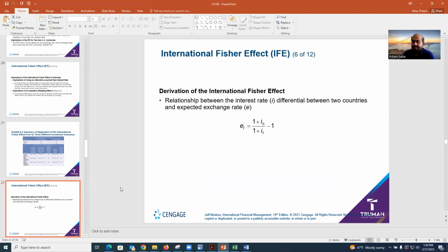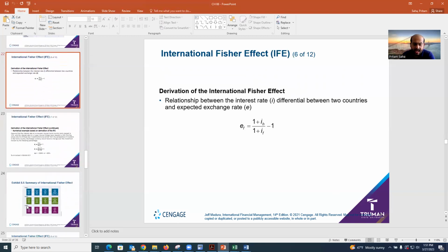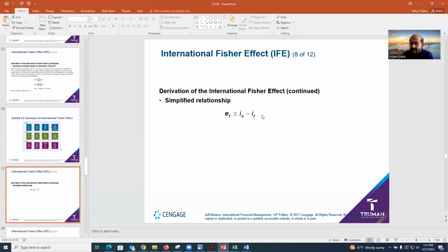Now, derivations. Similar equation, derivation. Exchange rate is a function of the interest rate of the home country divided by the interest rate of the foreign country. And we know that if we want to generalize, this is the generalized approximation, right? So it's the differential of home country and foreign country.